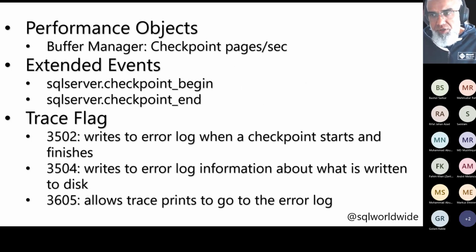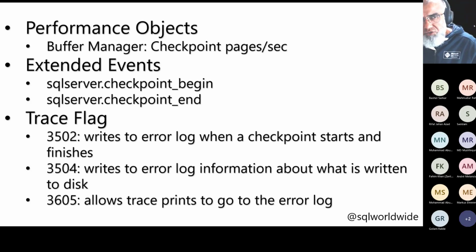So there are a couple of ways you can do that. The first one is a WMI counter, checkpoint pages per second. One disadvantage of that is it tracks the pages for all databases together. So you really wouldn't know which database, if you have multiple ones. If you just have a single database, then it's good for you, you're lucky. But if you have multiple ones, then you really wouldn't be able to track it with this.